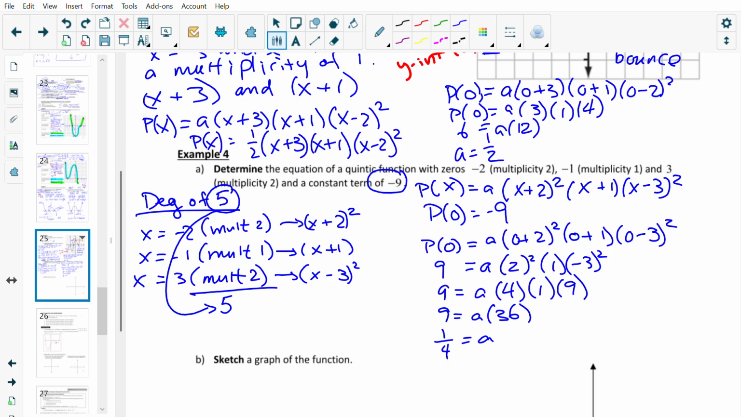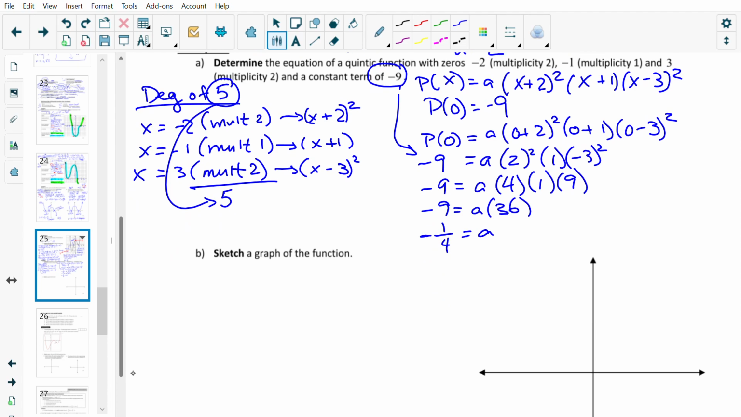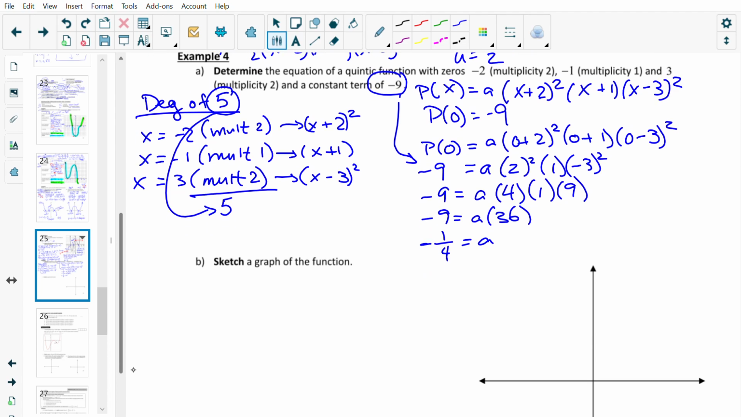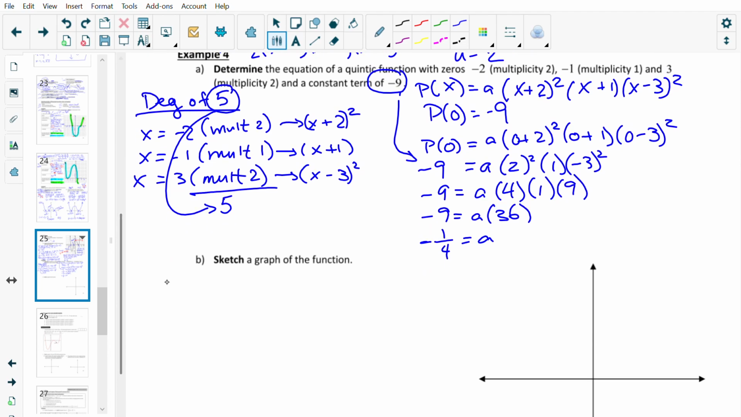Hang on a second. Constant value. Oh, sorry, my bad. Constant value is -9. Okay. All right, let me just put some -9s here. So that should be -1/4. That makes sense because I'm starting in quadrant 2 and ending in quadrant 4. Okay, that makes more sense.